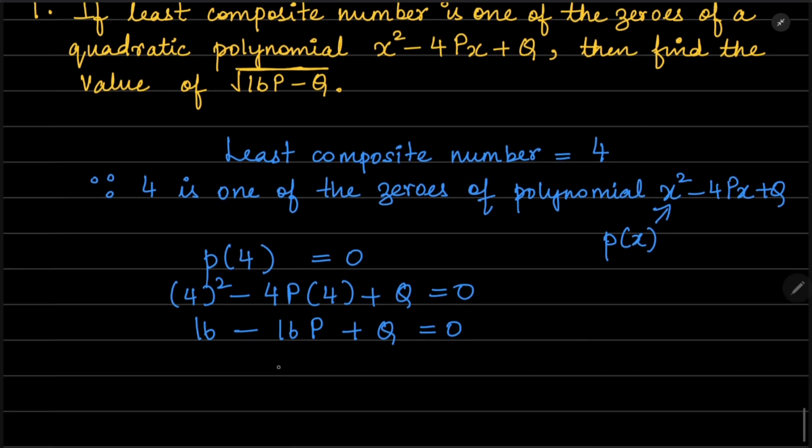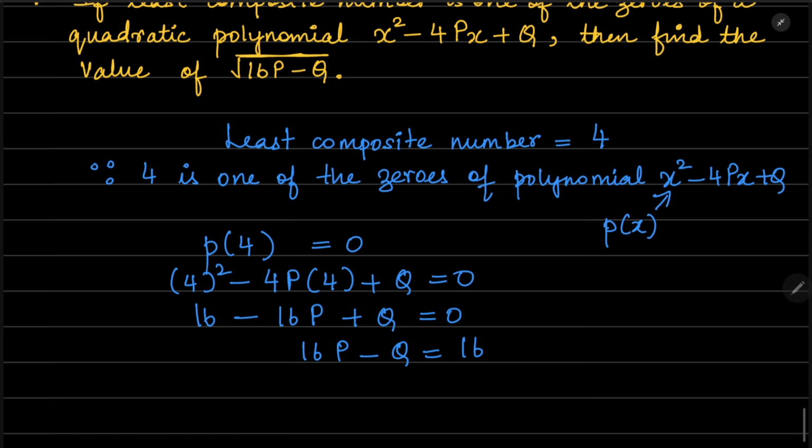So what do you get here? You can take 16p and q to the other end. So you'll get 16p minus q equal to 16. Right? What have I done? I have taken minus 16p to the other end, and plus q to the other. So minus 16p becomes plus 16p, plus q becomes minus q, equal to 16.